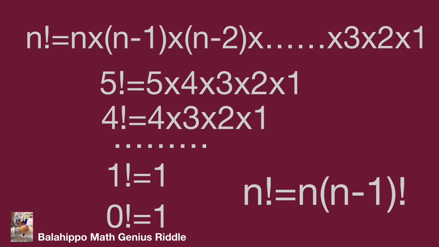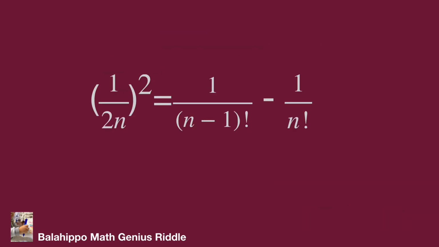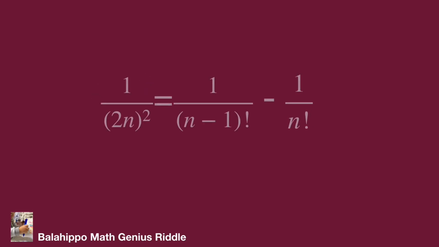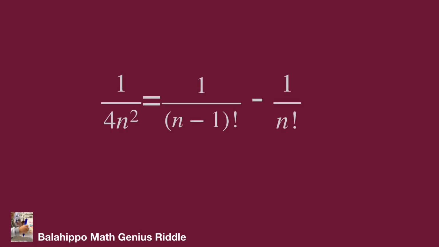(1/(2n))² equals 1/(n−1)! minus 1/n!. Adjust (1/(2n))² to equal 1/(2n)², then develop 1/(2n)² to equal 1/(4n²). I'm going to find n from this equation.